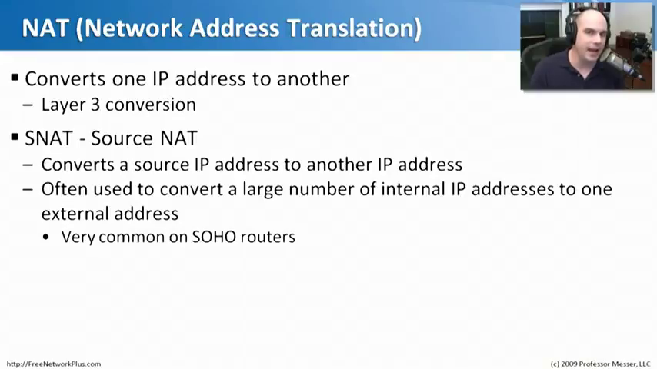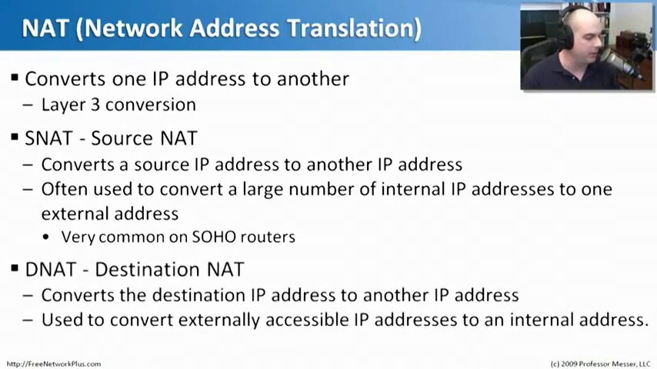There's different kinds of natting. There's one called a source NAT, a SNAT. The source NAT converts the source IP address to another IP address. And this is when you want to take perhaps a large number of internal IP addresses in your organization and convert them so they look like one single IP address when they talk out on the internet. So you might have 1,000 devices on your network, but you're only using one public address to communicate out on the internet. So it's very efficient in the way that it operates. And that's almost always what we're doing with these small home office type of routers that we use today.